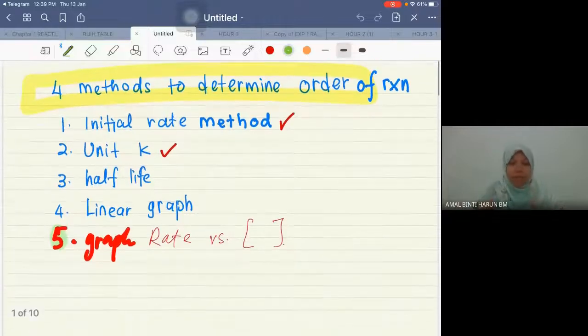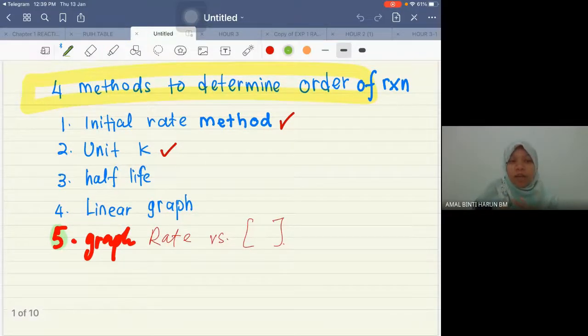Okay, so nanti kita go through method yang lain, 3 lagi method untuk menentukan order of reaction. Okay, so our 4, kita dah ambil our 3 kan, perlu plot dekat graph untuk tentukan order of reaction. Our 5 and 6 kita dah masuk collision theory and transition state theory and factor affecting reaction rate. Okay, we'll see you next week.